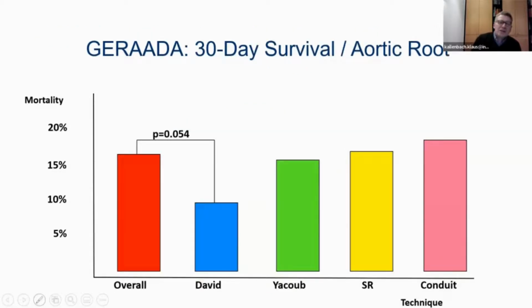So this is the outcome of 1,600 patients in the GERAADA. If you see here, the overall mortality after 30 days is about 16%, and in the David group, it's less than 10%. So it's just not true that you have a worse outcome if you have a more complicated operation. You just, as a surgeon, must feel comfortable to do this operation. If you are trained to do a David in elective cases, you can also do it in an A dissection. But for a patient, it's very important to get into the hands of a surgeon who is able to do so. So if a type A dissection occurs, especially in Marfan syndrome, it's very important that you come to an aortic center that has surgeons who are able to do so. Next slide.